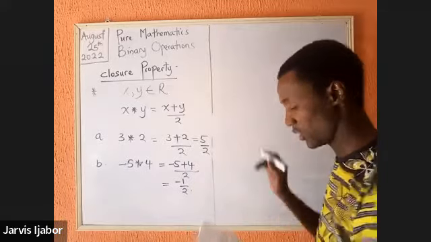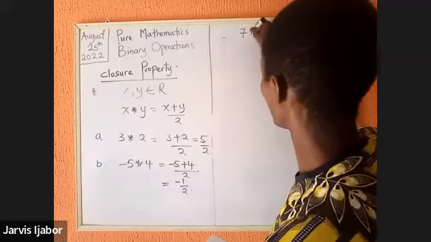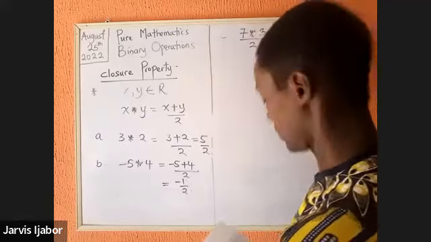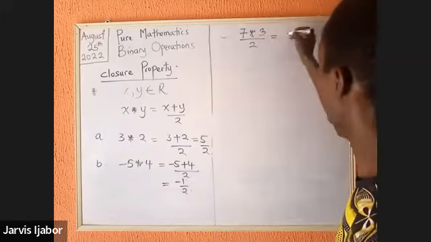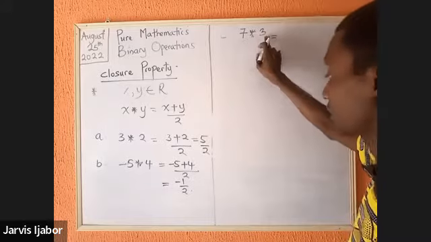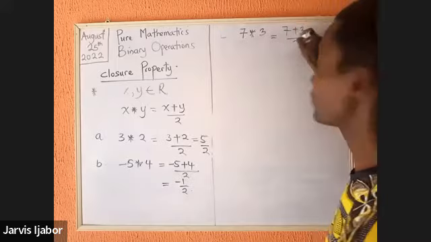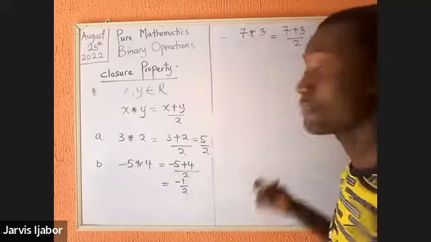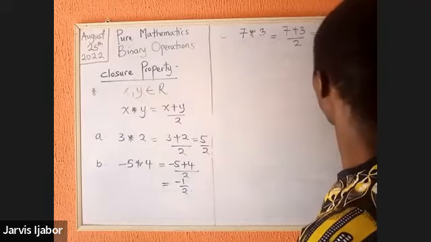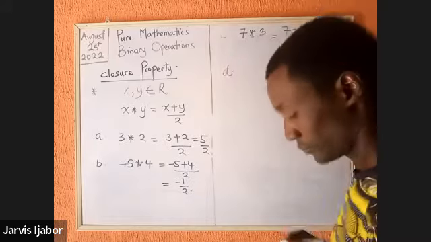Now let's go to C. In question C, it said 7 star 3. Oh, sorry, 7 star 3 or asterisk 3. It means add them and divide by 2. Add them and divide by 2. So that will give you what? 10 over 2, which essentially will be 5.